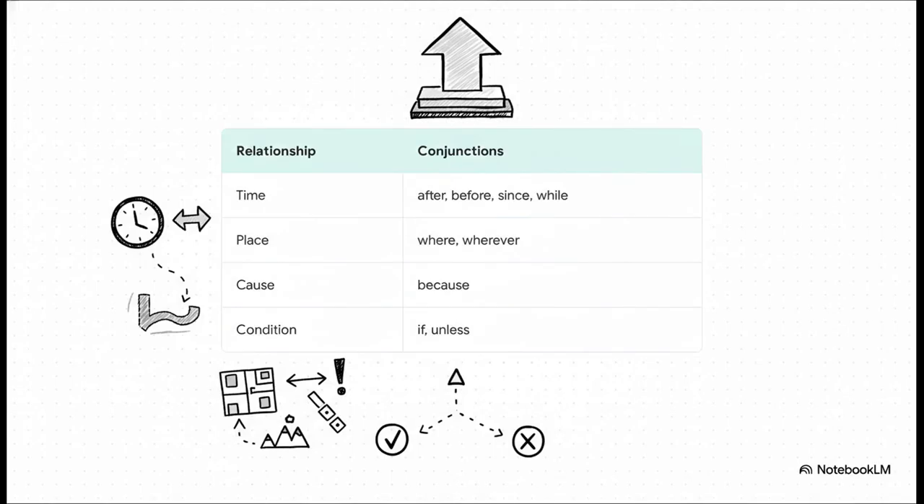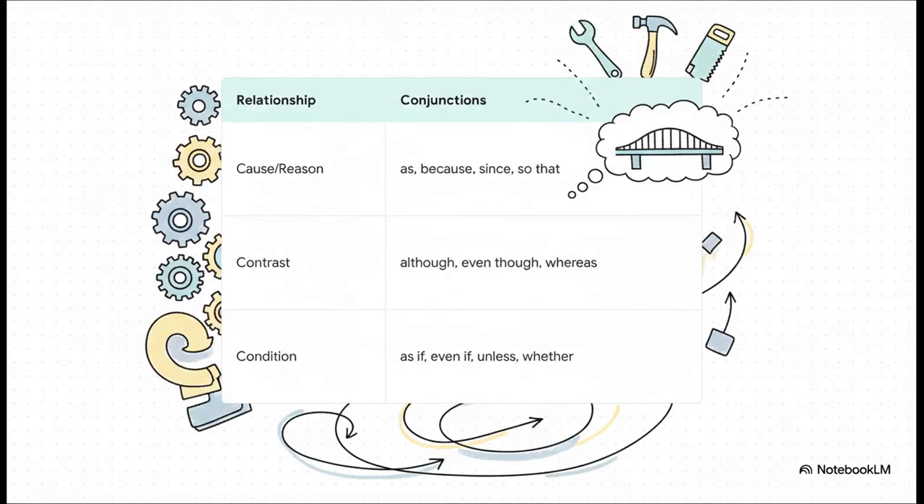Let's check out some of the most common connectors. See how they instantly signal a relationship? Words like after and while put events in time. Because points directly to a cause, and if or unless, they immediately set up a condition. Choosing the right one is how you start adding these cool layers of meaning to your sentences. And hey, the toolkit gets even better. Take a look at the conjunctions for contrast, like although and whereas. These are so incredibly powerful for building arguments and showing complexity. Just getting familiar with this whole range of words gives you a totally new level of precision in your writing.